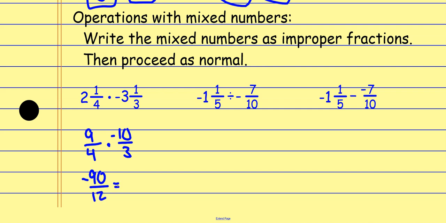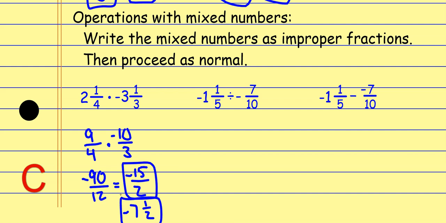And now reduce the fraction. That's a negative 40. Oh, sorry, I can go bigger. I can divide each of those by 6. So that's a negative 15 over 2. Okay? And again, you can leave it as an improper fraction or write it as a mixed number. That's negative 7 and 1/2. Okay? Either one of those would be acceptable in my book.